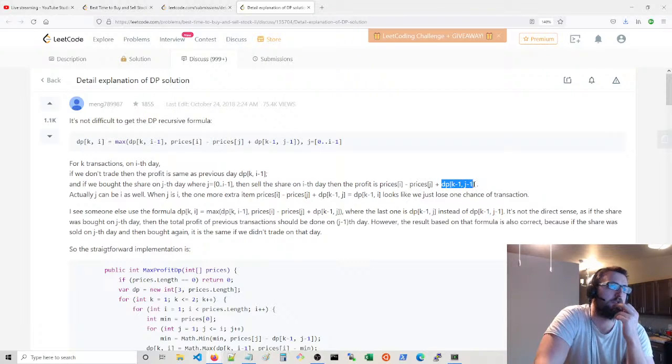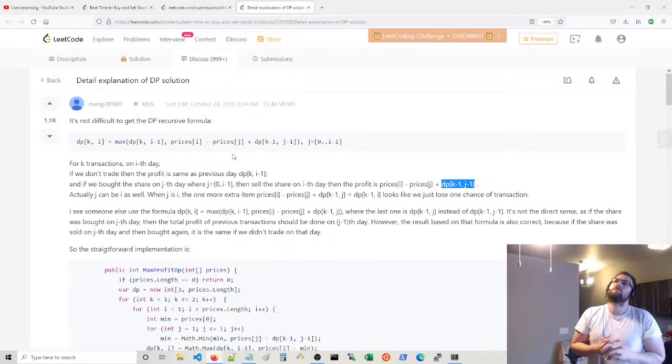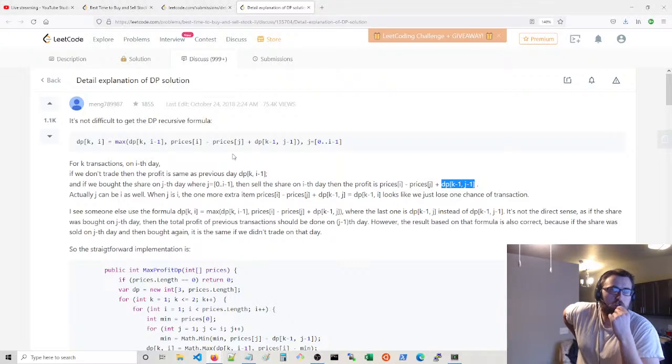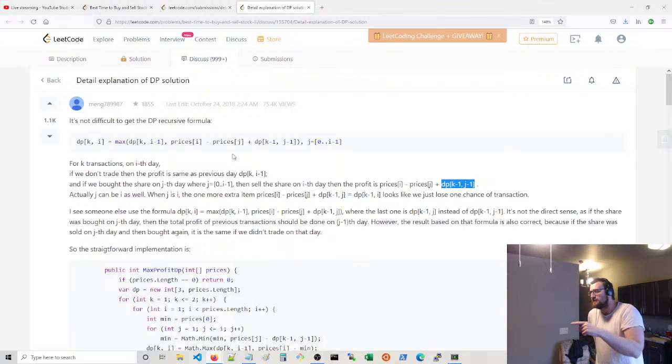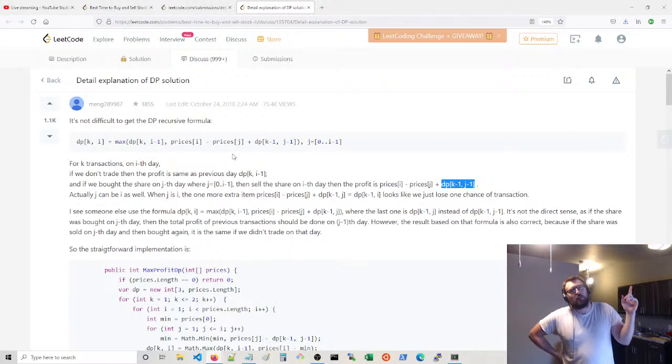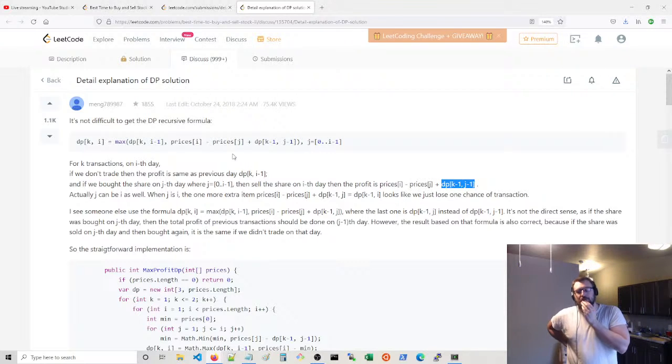Now how do we get this part? J minus 1, why J minus 1? So it's the optimal of all the transactions. Oh, I see. So this DP is going from the back to front. So we're saying let the DP be the optimal for k transactions in I days.